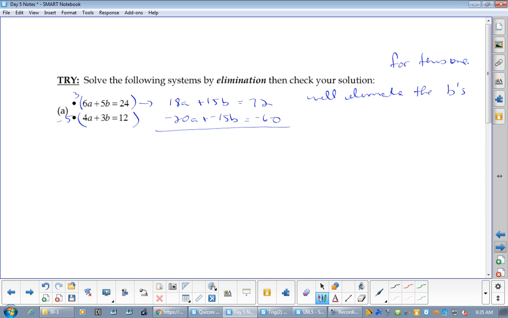Okay? Now, because if I add the top and bottom, I can get rid of the B's, I will add. Okay? So, how many A's will I have? Negative 2A. Now, you can not put anything here if you like. And then what would be here? 12. Then I'm going to divide by negative 2. A equals negative 6. Okay?